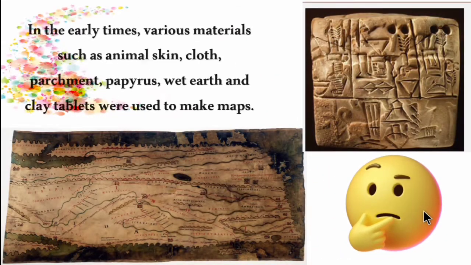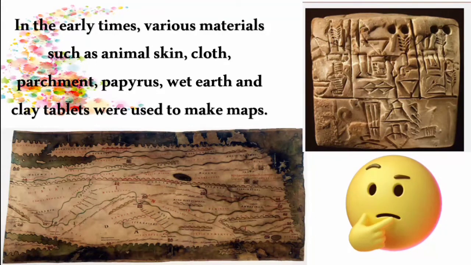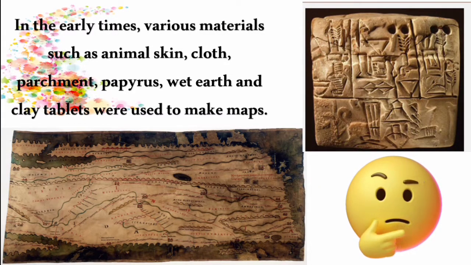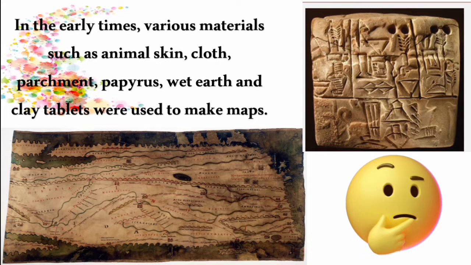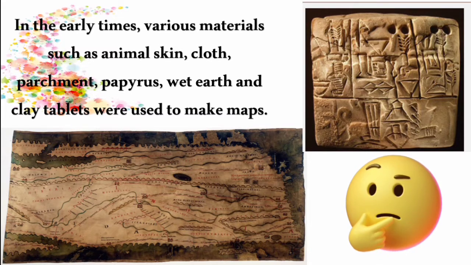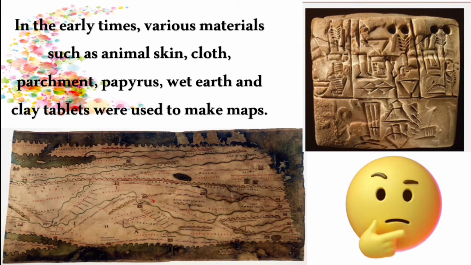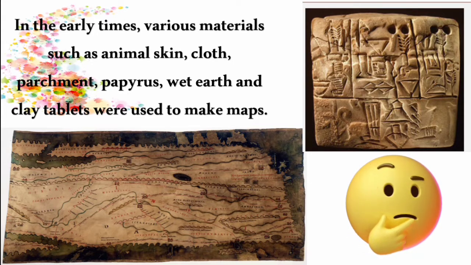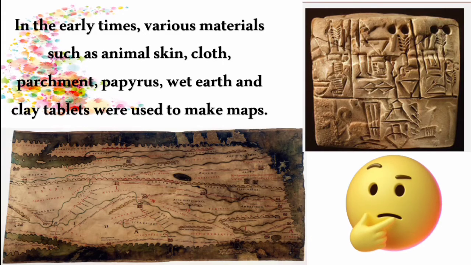In early times, in the ancient period, various materials such as animal skin, cloth, parchment, papyrus, wet earth and clay tablets were used to make maps. So, in the ancient period, the maps were represented on animal skin or cloth or parchment, and papyrus means a kind of thick paper. Wet earth and clay tablets were also used to represent the maps.